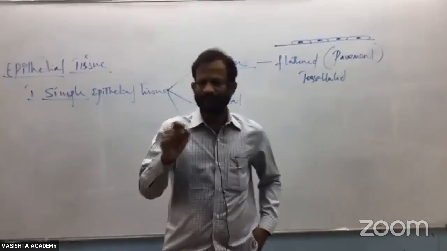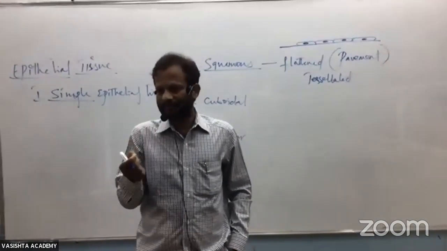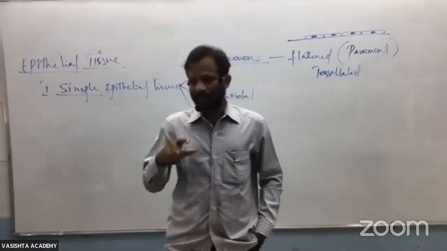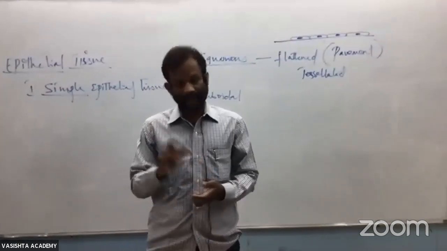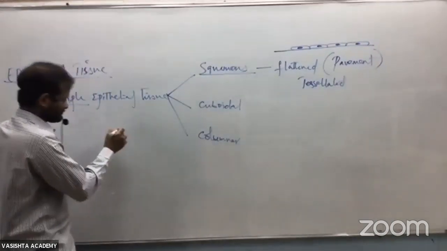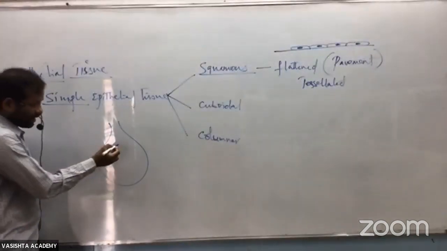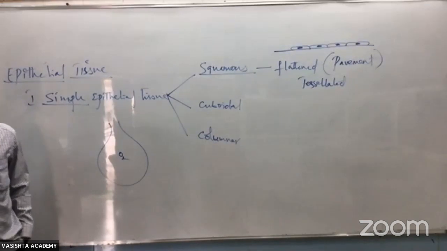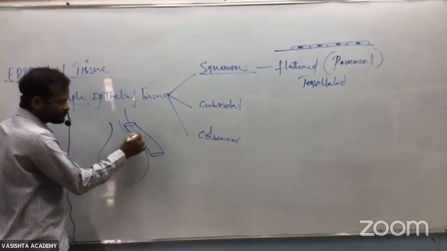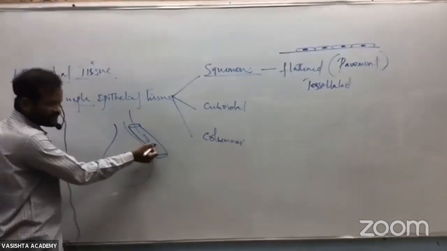What is the importance of this pavement epithelium? This simple squamous epithelium will form thin layers in the body. Why are the thin layers necessary? To allow the movement of gases or different molecules. So if you take the alveolus, that is a unit of lung. This alveolus, if it is carrying oxygen, definitely blood supply is there. Here the blood vessel will be here. If the blood is moving here, this oxygen must diffuse for the movement of oxygen into the blood.